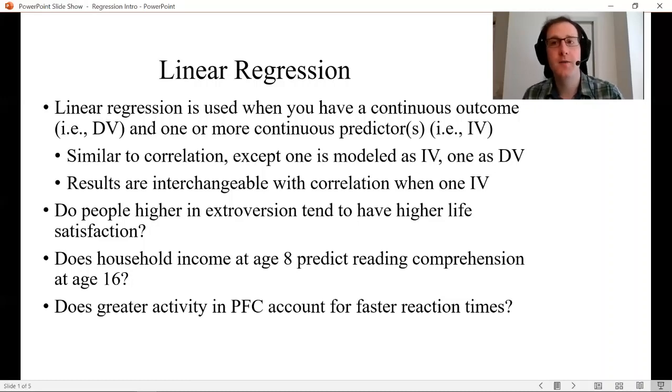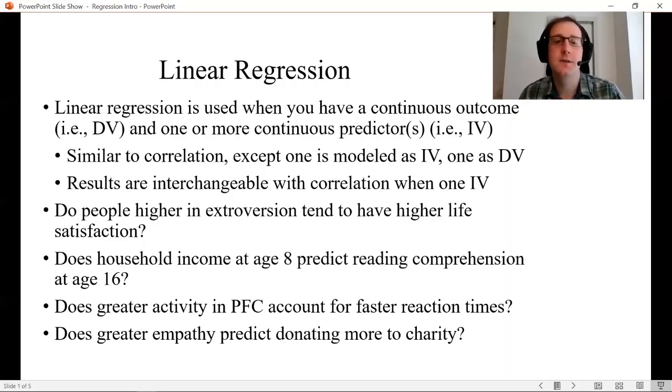You also might have a hypothesis about how brain functions might be related to outcomes such as reaction times. So maybe you measure how much activity there is in the prefrontal cortex at a specific point in time, and then you see if the activity in the prefrontal cortex is associated with reaction times with the same participant at the same time.